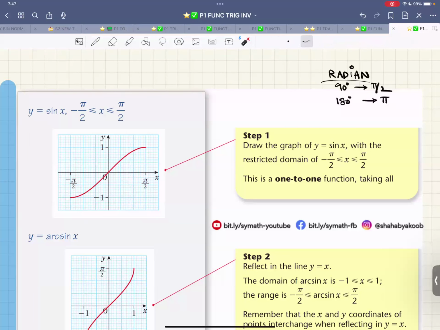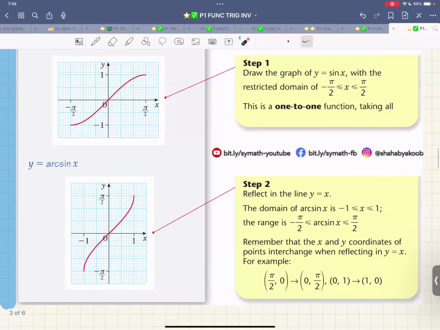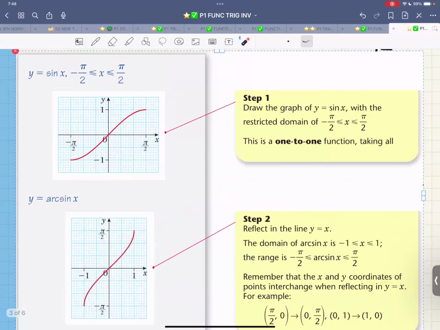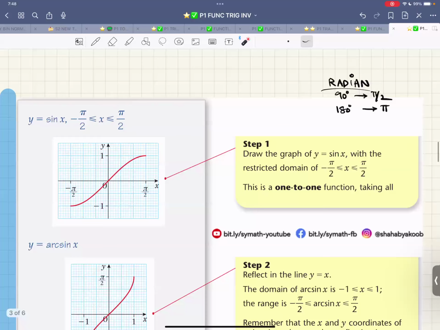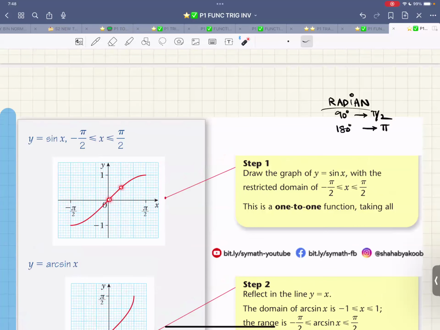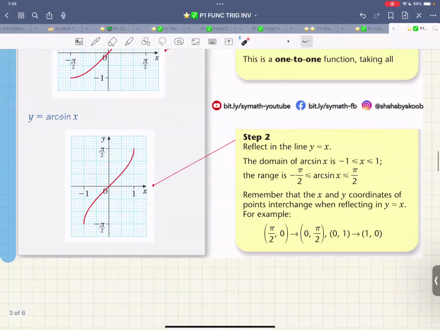Now, how have they drawn it? The range of values of x, that is the domain, is negative pi by 2 to pi by 2. The range of values of y, which we simply call the range, is between -1 and 1. And then when we reflect it, if I have the line y = x, this graph gets reflected and becomes a graph like this. Got the idea? And that's how it is.